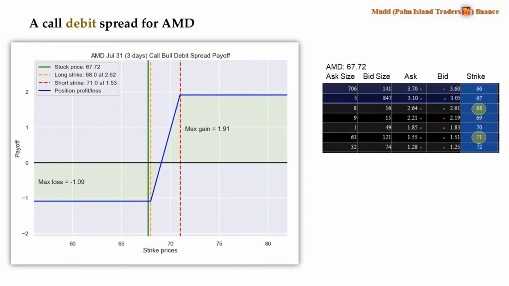Let's first look at a call debit spread for AMD. Looking back again at our choices of strikes and prices, the stock price is 67.72. Because we're looking at a call here, we want to look at two options like the 68 and the 71, so let's choose that. We see the stock price represented by the green line, the long strike close by, the short strike represented by the red line, more distant.